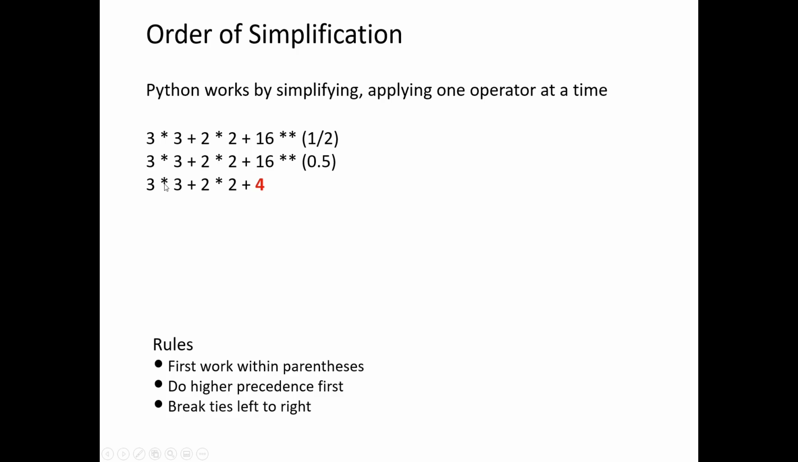All right, and then it's going to do multiplication and division next, and it's going to break ties using the left to right rule. So I've got two multiplications right here. It's going to do the leftmost one first. 3 times 3 is 9, and then it's going to do the other multiplication. 2 times 2 is 4, so now we have 9 plus 4 plus 4.